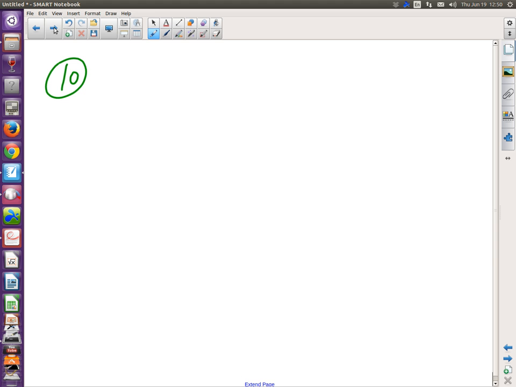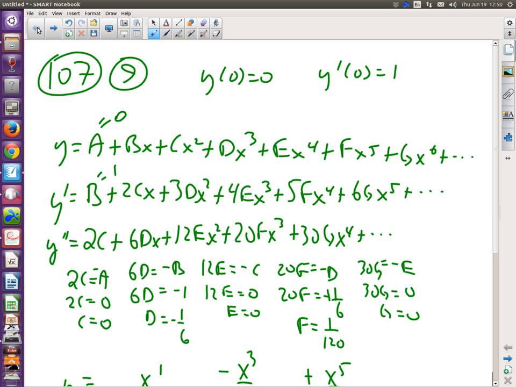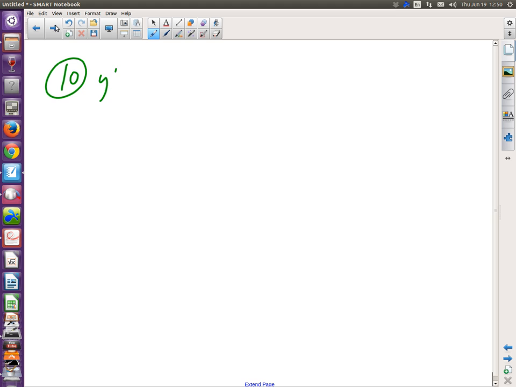Well, actually, it's the exact same question. Let me write down the problem here. Y double prime equals negative y is what we're solving. We have those two initial conditions. Well, look, we're going to do the same thing. Y double prime equals negative y again, but let's change up the initial conditions a little bit. Y of 0 is 1. Y prime of 0 is 0. Can you guess what this is? I bet you can.